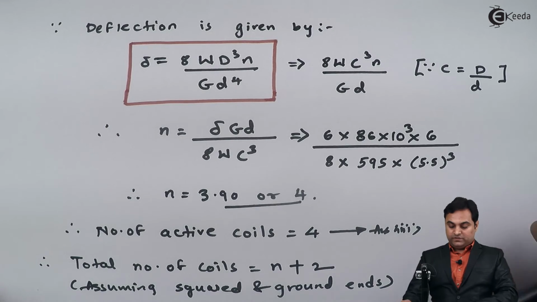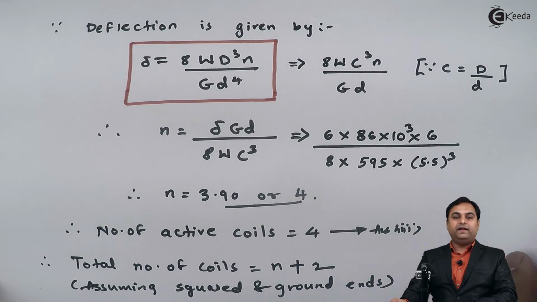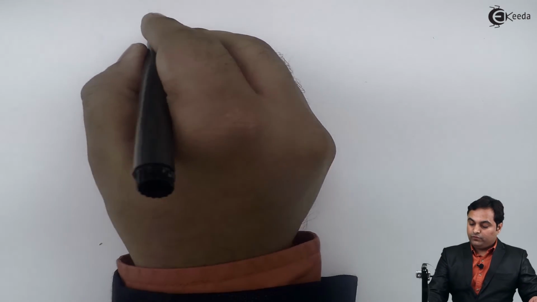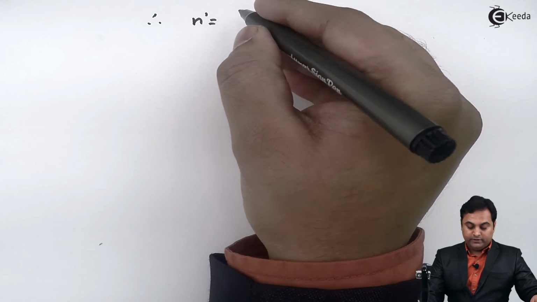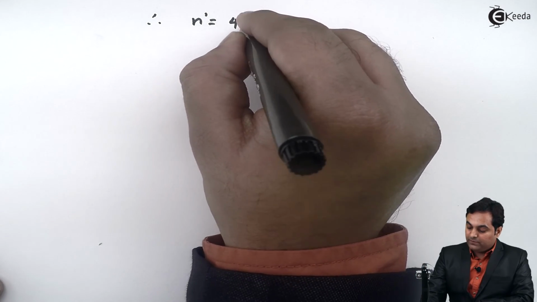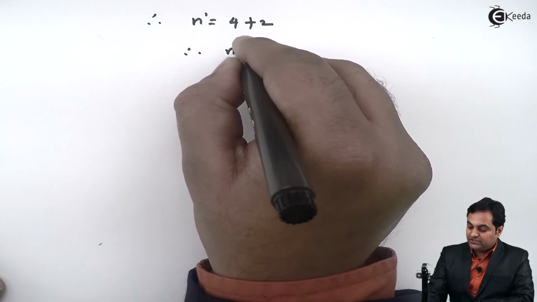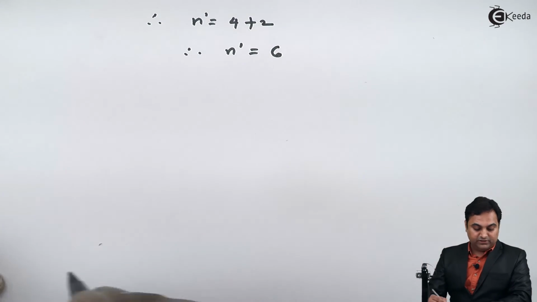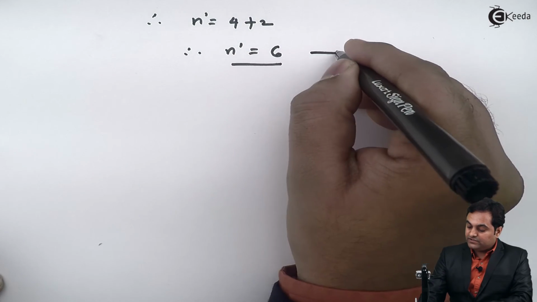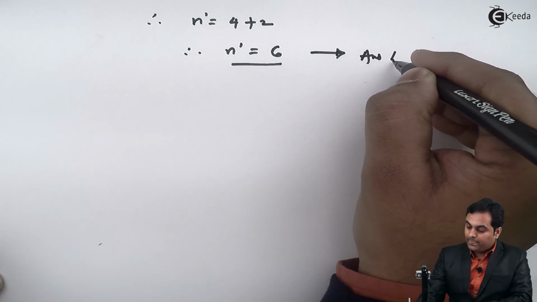So therefore total number of coils, I'll denote it by N dash. So N dash will be equal to N plus 2, that is 4 plus 2, and hence N dash is equal to 6. So here I get the total number of coils. This is our fourth answer.